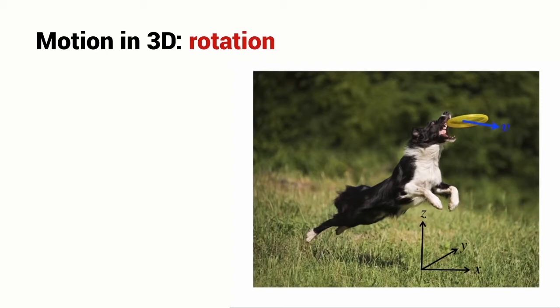But the frisbee also spins, and we say that the frisbee has got an angular velocity, and that's denoted here by the red vector that I've called omega. And once again, the translational velocity v and the angular velocity omega change continually as the object is moving. So these vectors represent translational and angular velocity at the instant that this picture was taken.